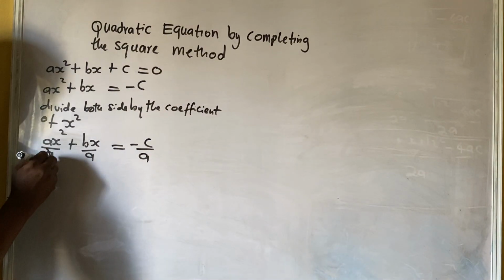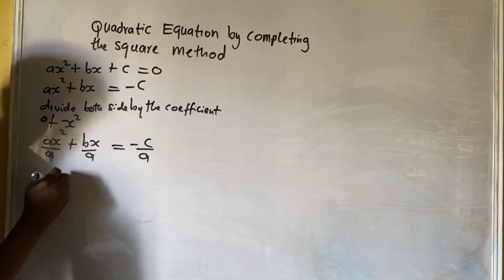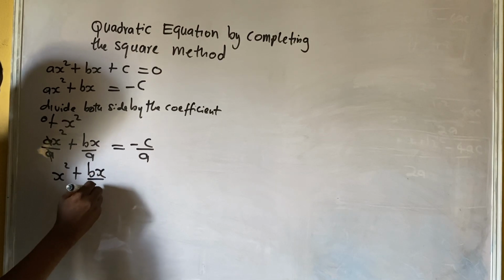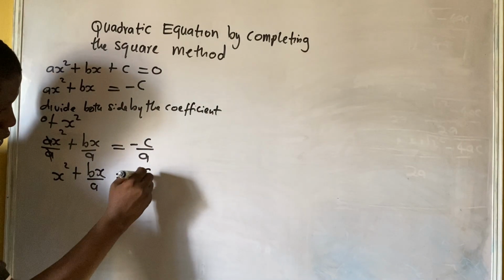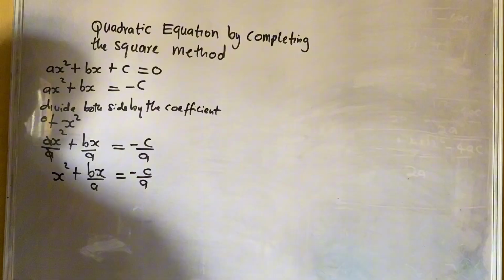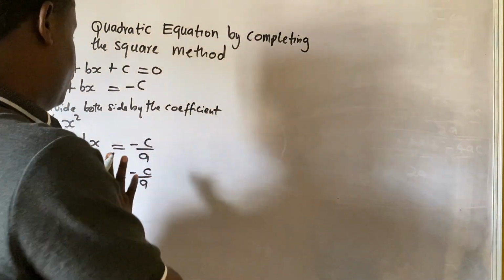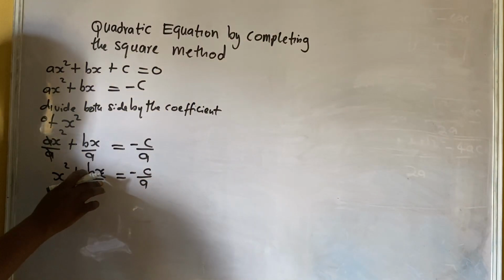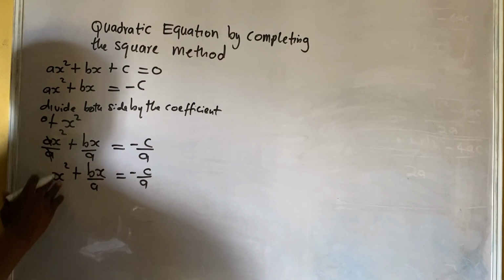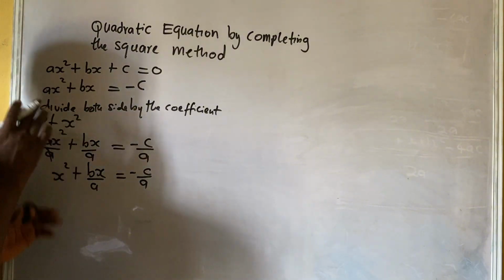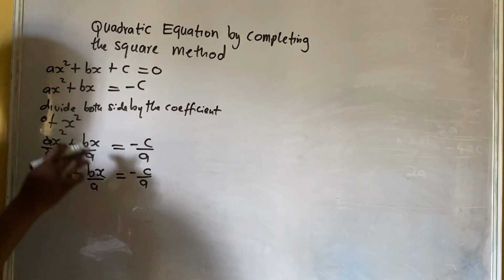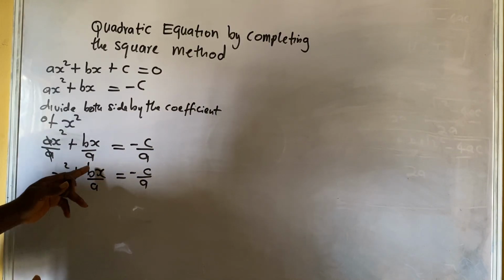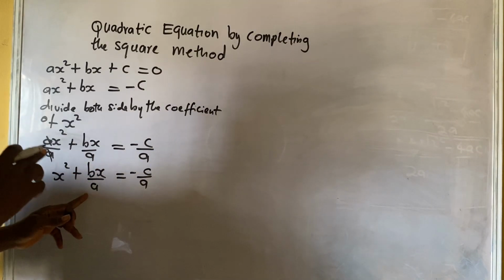So this will give us what? A will cancel a, giving us x squared plus bx over a is equal to minus c over a. Okay? So the next thing for us to do here now is to add the square of half of the coefficient of x to both sides of the equation. I repeat, add the square of half of the coefficient of x to both sides. And what is the coefficient of x? That is b over a.